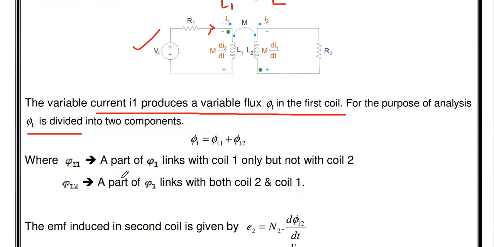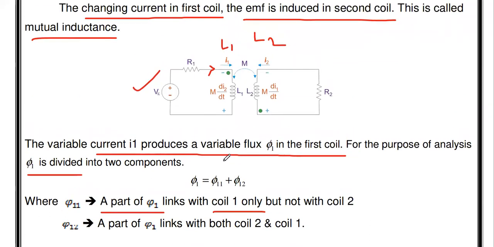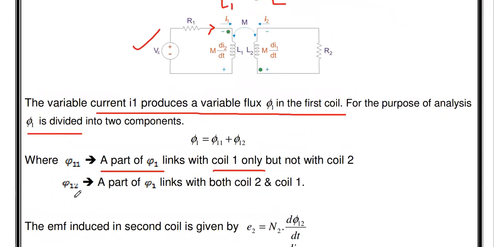What is phi 11? Phi 11 is the part of phi 1 linked with coil 1 only. So phi 11 is the flux linkage only in coil 1. But phi 12 is also a part of phi 1, linked with both coil 1 and coil 2. So the flux linkage between coil 1 and coil 2 is phi 12. The addition of the flux only in coil 1 plus the flux in both coil 1 and coil 2 is said to be the total flux phi 1.